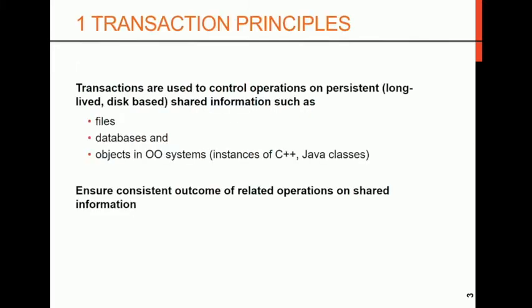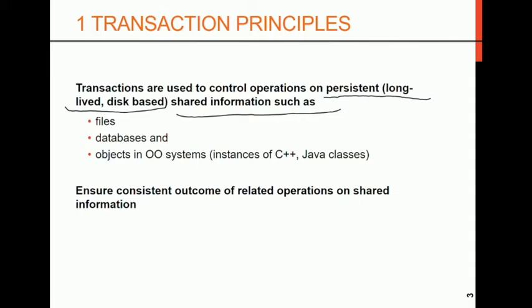So the idea of transactions is that they're used to control operations on persistent, long-lived, disk-based shared information. So any kind of data that you want to manipulate, and you want to make sure that that data doesn't change in an inconsistent way. Mainly because you're worried about concurrent access to that data. So in distributed applications, you've got a server, you've got data on it, you want the world to access that data in some kind of format, whether it be a web page or you're just sharing data between different applications. There's usually going to be multiple requests happening at the same time, and so you want to be able to control access to that data. And that's the main idea behind transactions.